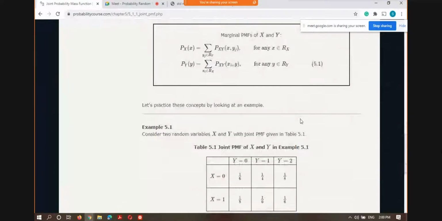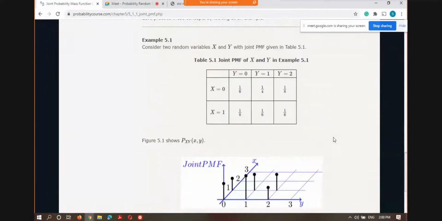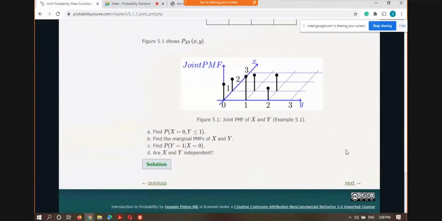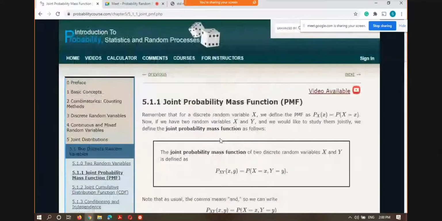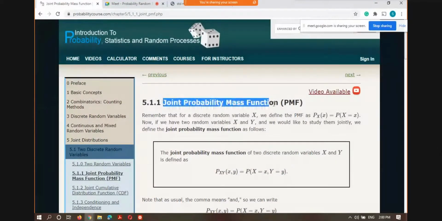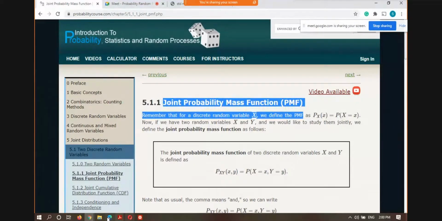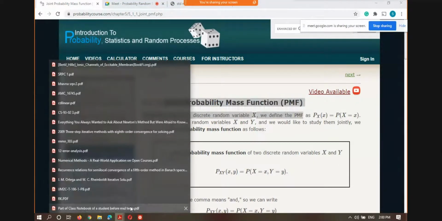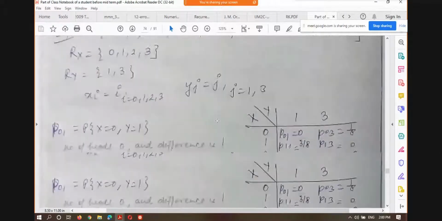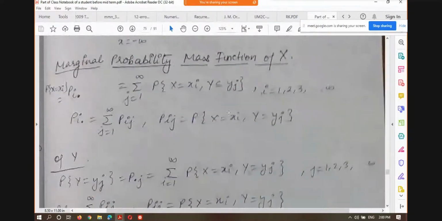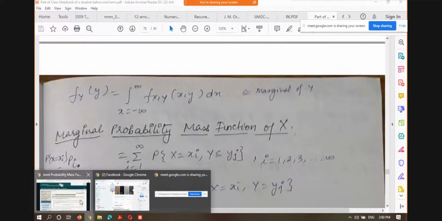Then marginal and all, we will also talk about all these things. So I stop here, and we will go through this concept of vector of random variables from this notebook. Okay, then we'll talk about this tomorrow.